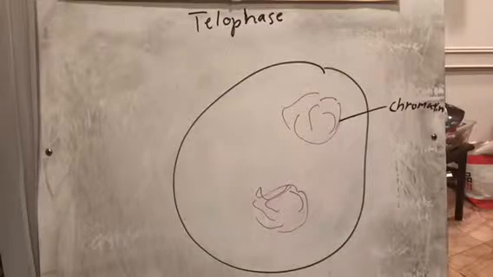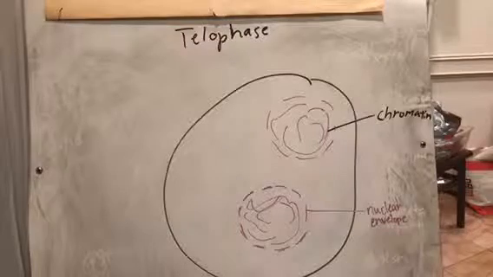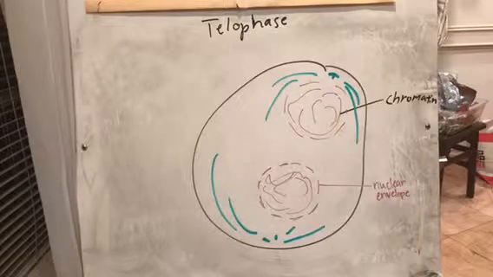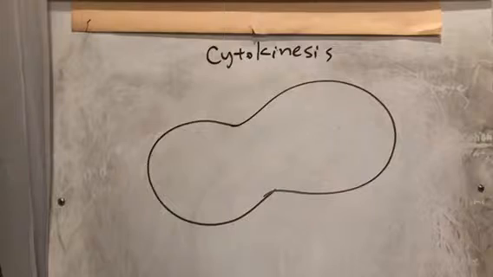In telophase, the chromosomes begin to spread out in a tangle of chromatin. A nuclear envelope reforms around each cluster of chromosomes, and the spindle begins to break apart. Cytokinesis finishes cell division by splitting one cell to 2.